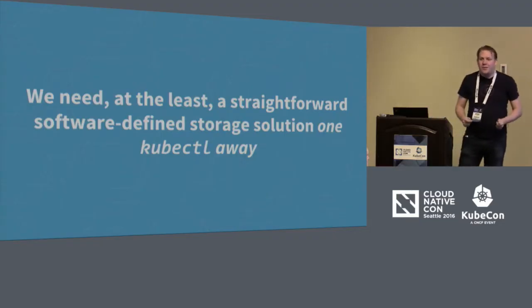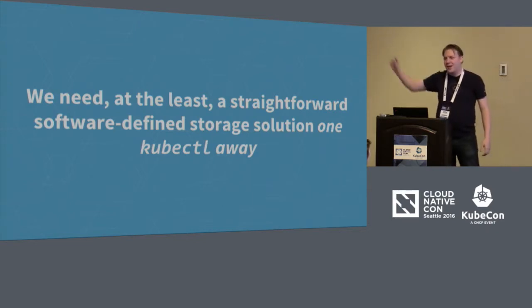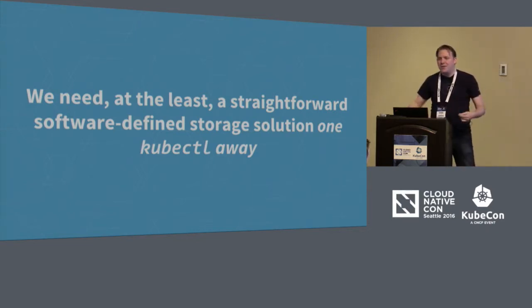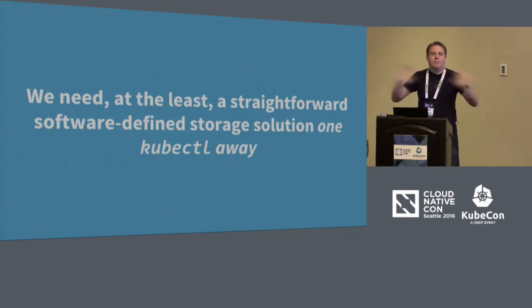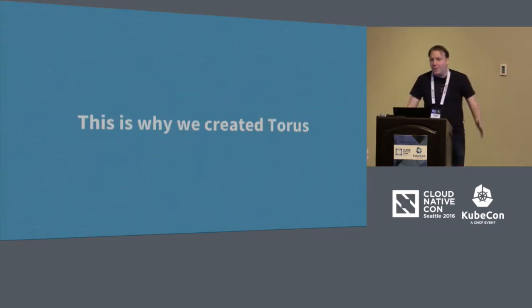So, and we want it to be one kubectl away, right? We want to be able to just launch this upon creation of, we've pixied our machines, we've got Kubernetes up and running, maybe it's self-hosted, maybe not, other talks we've been giving at this conference. But it should be just as easy to go kubectl create -f storage and make it work. And so that's why we created Torus, right?